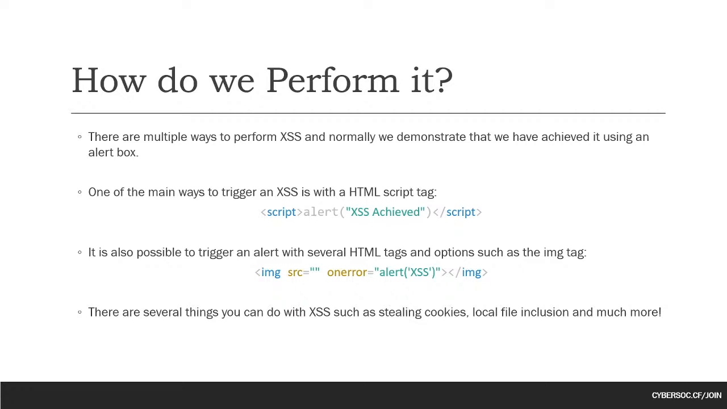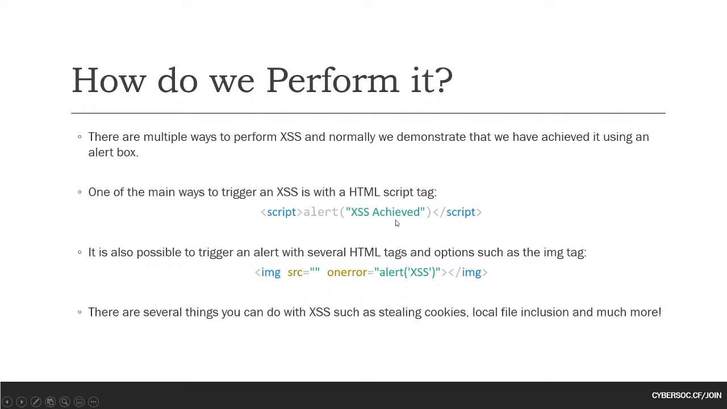So how do we actually perform XSS? There's multiple ways. Normally we would demonstrate it using an alert box because it's harmless and it just pops up an alert on your screen. Normally we would trigger an XSS with an HTML tag. I'm going to assume that you know what HTML tags are and how they work. One tag in HTML is a script tag. This essentially tells the website when it's rendering the page to execute any JavaScript between the start and end tag. So what this example code does here, it just pops an alert box with that text in the box.